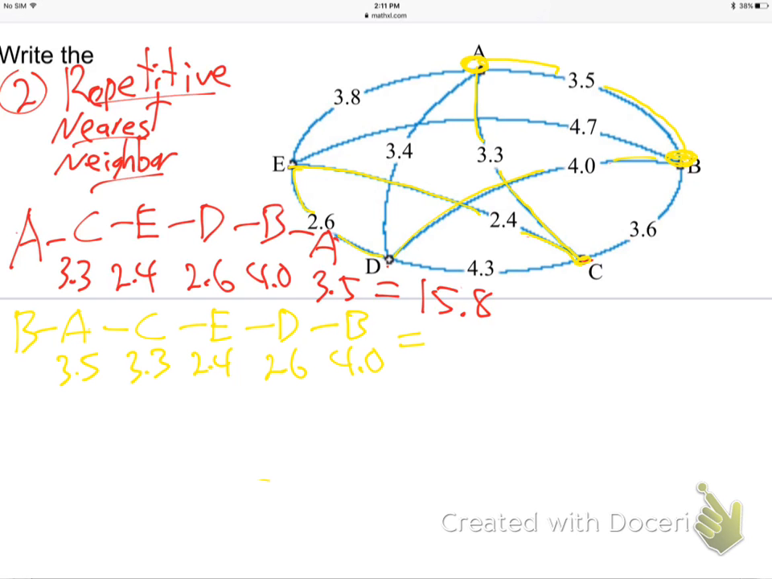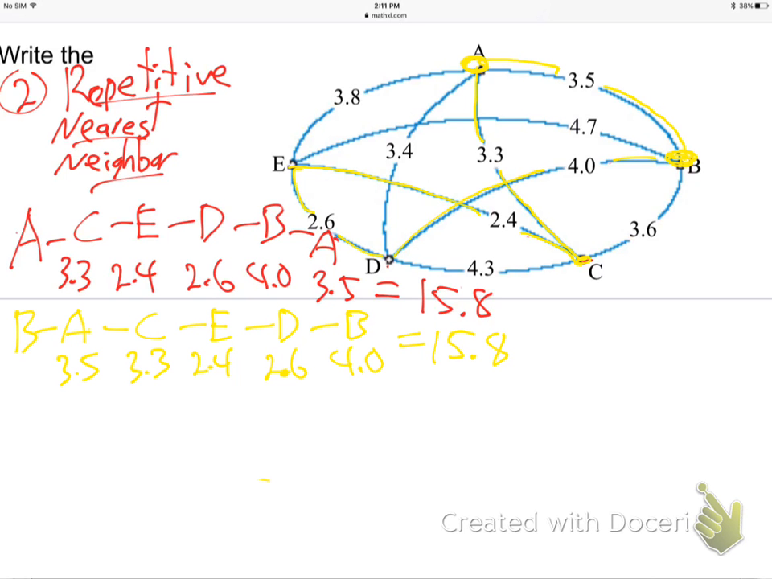6.8, 8.8, 9.2, 11.8. Oh, I got the same total. Oh, okay. Maybe it's the same loop. Is it the same loop? No, it's a different loop, I think. Oh, no, it is the same loop.